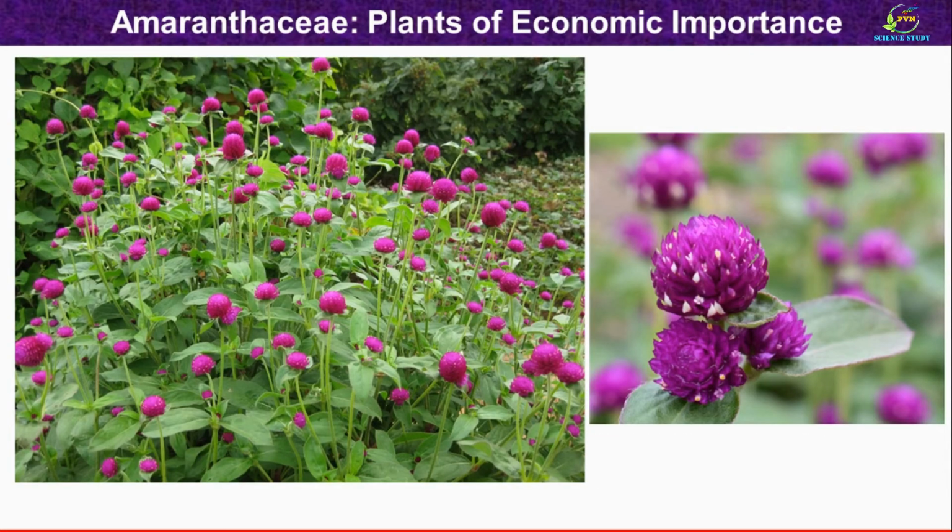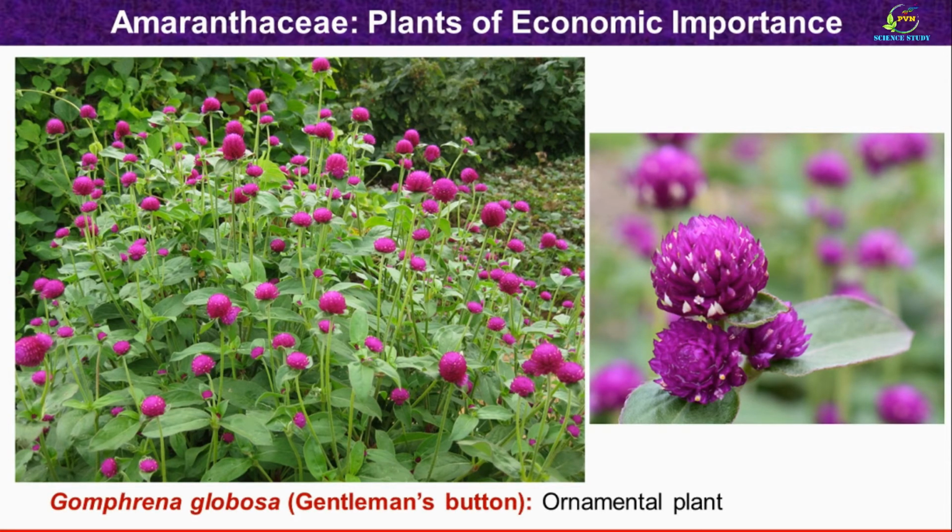Then this is a very beautiful ornamental plant belonging to the Amaranthaceae family. Botanical name of the plant is Gomphrena globosa, commonly known as gentleman's button, because the inflorescence of the plant looks like buttons. As you can see here, it contains a very beautiful inflorescence. The plant is cultivated in gardens as an ornamental plant for its bright colored beautiful heads.